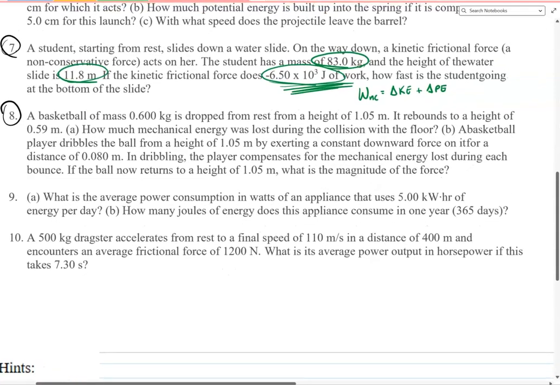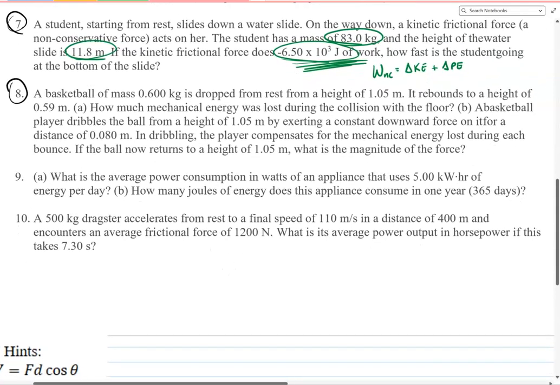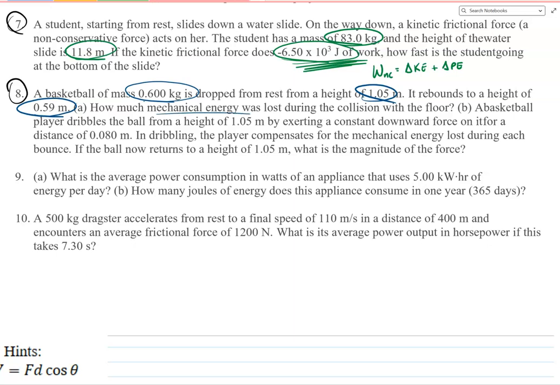All right, so moving on to question number 8, I think this is again another good example of the work energy theorems. In this problem we have a basketball that has a mass of 0.6 of a kilogram. It's starting from a height of 1.05 meters and it rebounds to a height of 0.59 meters. We would like to know how much mechanical energy was lost during the collision with the floor.